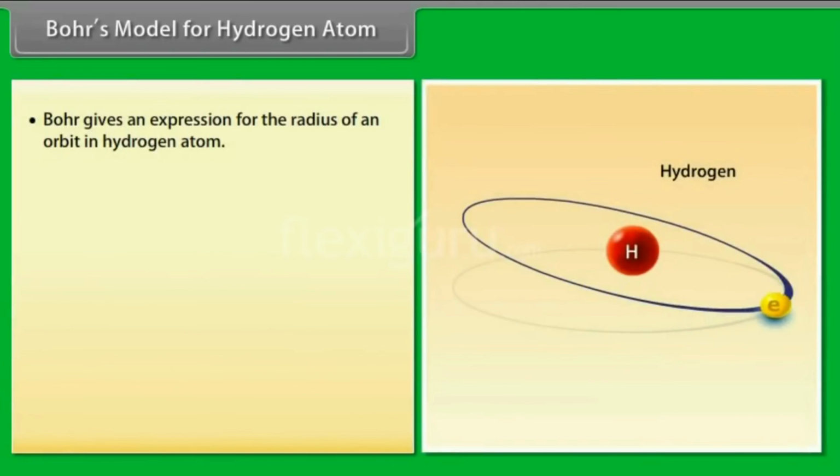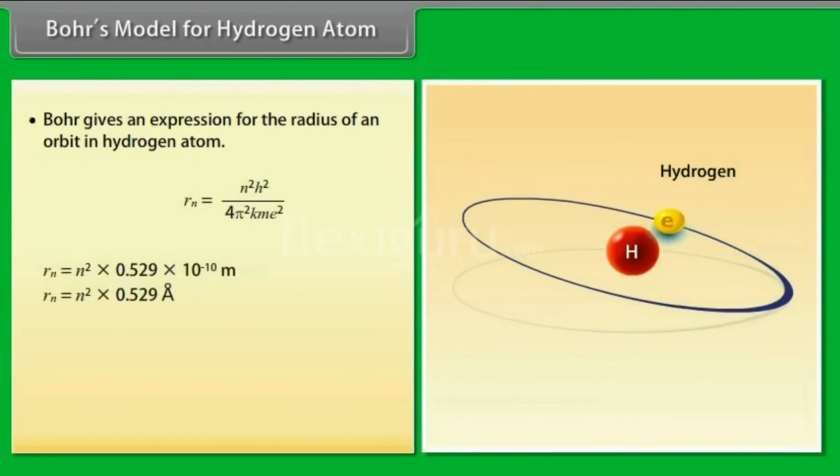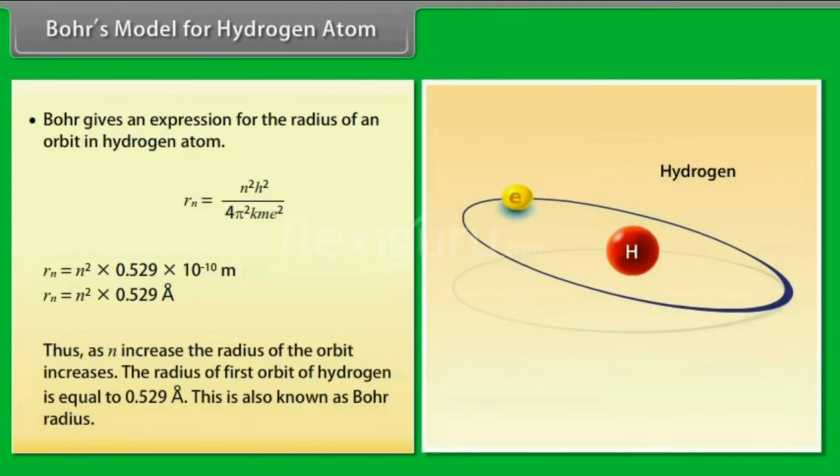Bohr gives an expression for the radius of an orbit in hydrogen atom. Rn is equal to n squared into h square divided by 4 pi square k m e square. Rn is equal to n square into 0.529 into 10 to the power minus 10 meter. That is, Rn is equal to n square into 0.529 Angstrom unit. Thus, as n increases, the radius of the orbit increases. The radius of the first orbit of hydrogen is equal to 0.529 Angstrom. This is also known as Bohr radius.